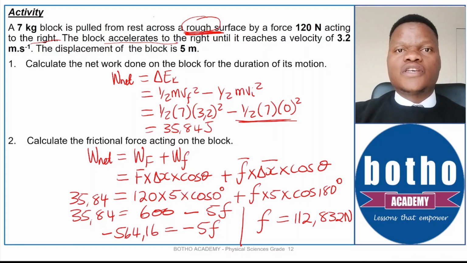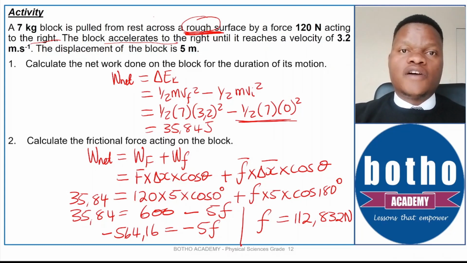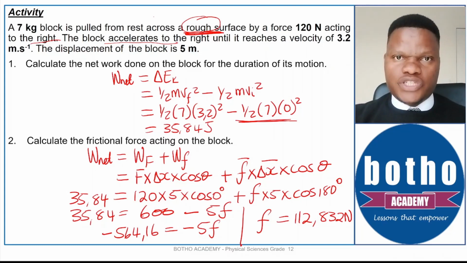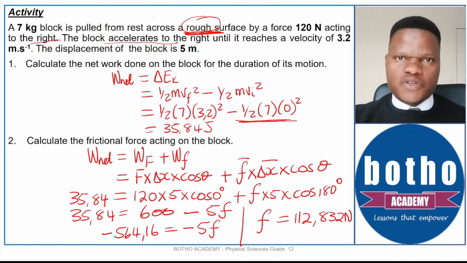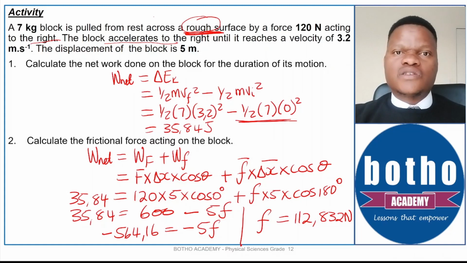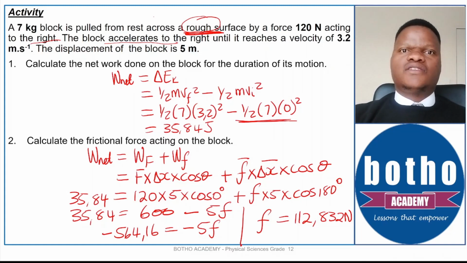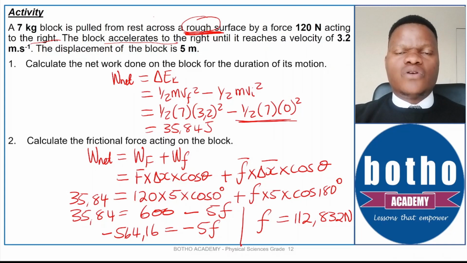This is one of those theorems that has a lot of application. It can be applied in many situations, so I really recommend and advise you to do as many problems as possible that require you to apply the work-energy theorem. It's quite a simple theorem. What it says is that the net work done on an object is equal to the change in the object's kinetic energy, and that alone can help you in many calculations.